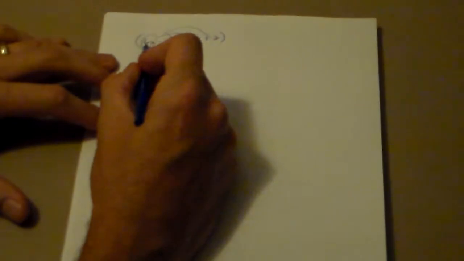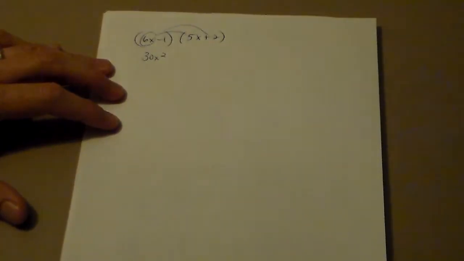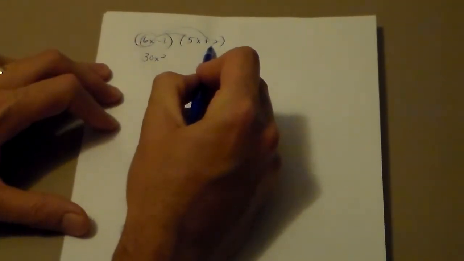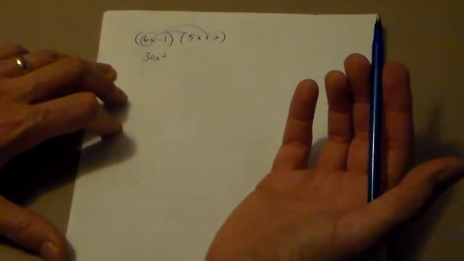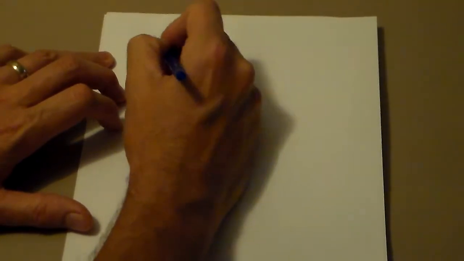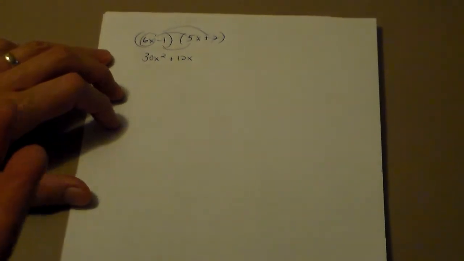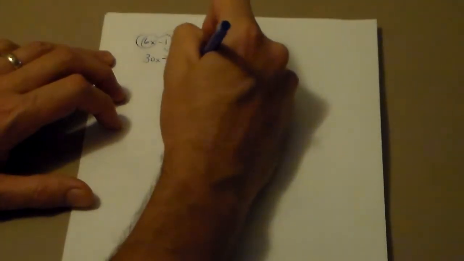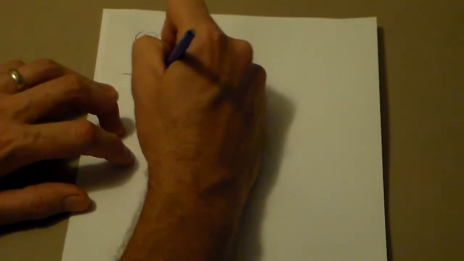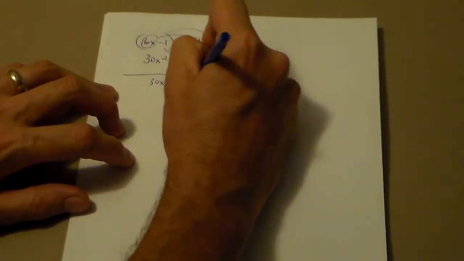You take this and multiply times both. So 6x times 5x is 30x squared, and then you multiply 6x times 2, but that's multiplying the outside terms. That's the O in FOIL. Same thing, man. 12x. Inside terms, negative 1 times 5x is negative 5x. Then negative 1 times 2 is negative 2. Add up your terms. Okay?